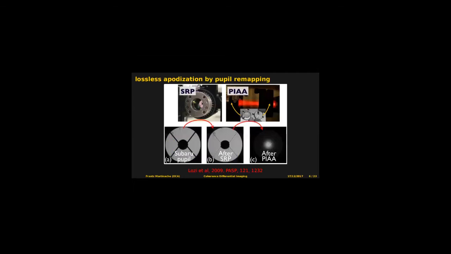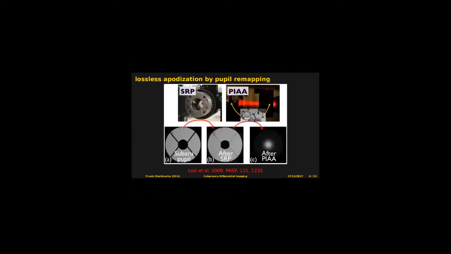This is something that we call the spider removal plate, and it is 4 pieces of glass that were able to somehow erase the signature of the spiders, the things that hold the primary mirror and the secondary mirror.